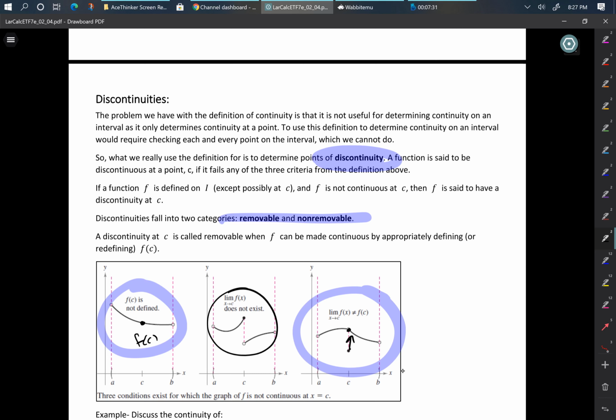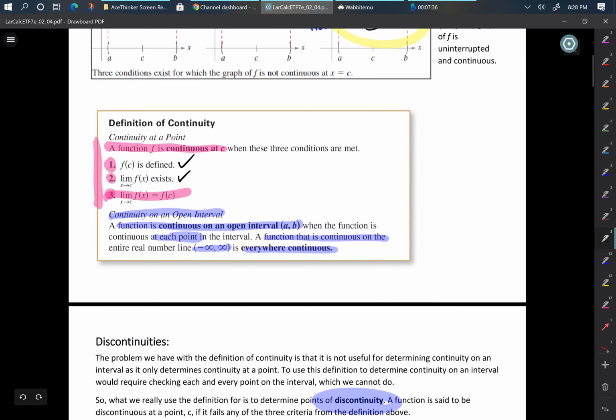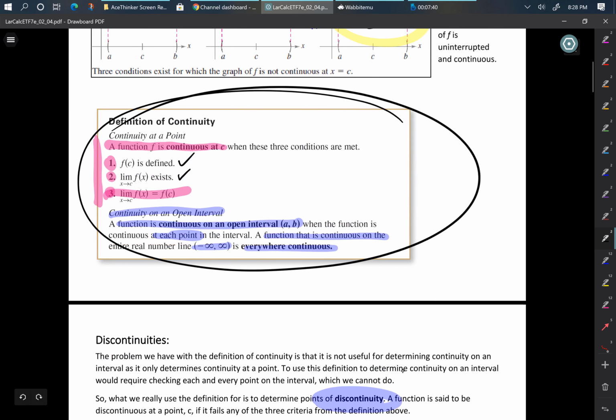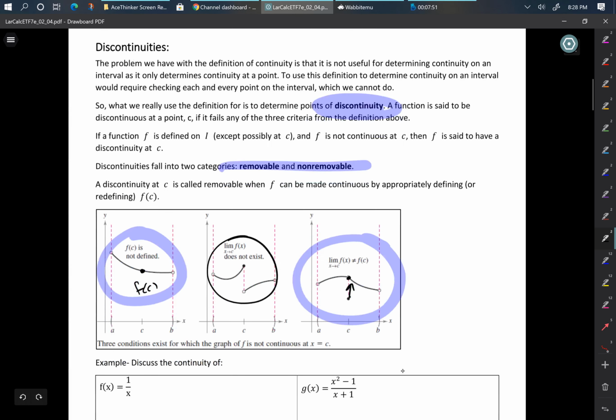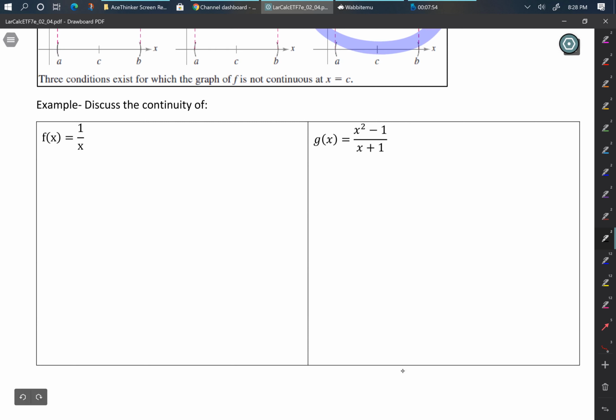Okay? So, continuities and discontinuities. We really use these definitions up here not to check for continuity, but to check for discontinuities. If any of these fail, we say that the function is discontinuous where they fail. Okay? Questions are going to look like this. They're going to say things like, discuss the continuity of. And when they say discuss the continuity of, what we need to do then is look for discontinuities, identify where it is discontinuous, get rid of those bad values. What's left is where it's continuous, and that is going to be the discussion of continuity.